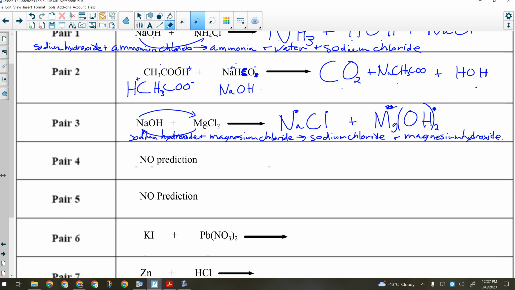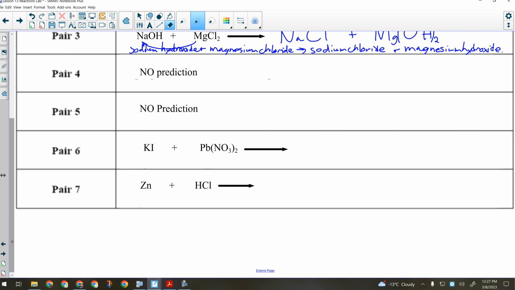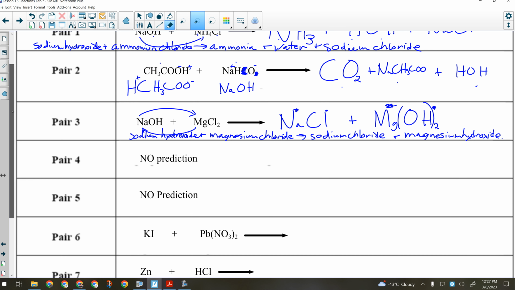Okay? You could have gone to your solubility chart to figure it out for yourself for sure, which is not a bad idea. But it was the magnesium hydroxide that was the gel-like precipitate that formed in that reaction. Okay? All right, pair 4 and pair 5 we didn't have to write the reactions for. Pair 6, sorry, this one's not balanced. I gotta go back and balance it.